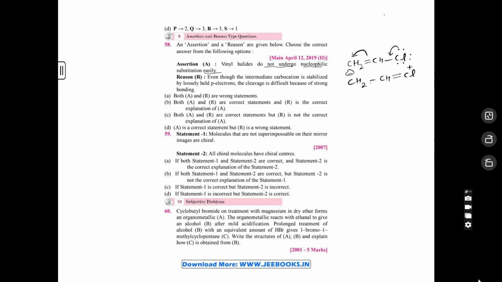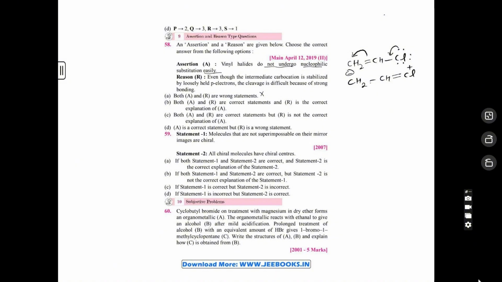Now we have to see the reason. Even though the intermediate carbocation is stabilized by loosely held pi electrons, the cleavage is difficult because of strong bonding. So what do you think? Is the reason correct or not? Let's see what the options are. Both A and R wrong statements? No, because A is a correct statement. Both A and R correct statements, and R is the correct explanation of A.